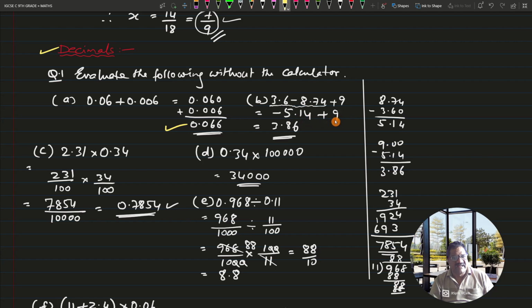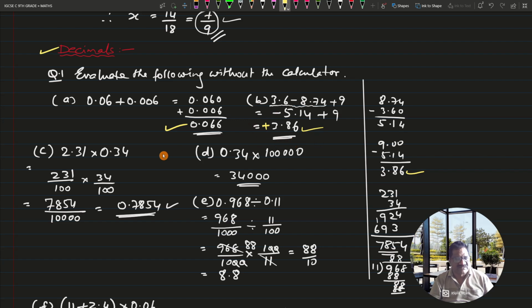And then plus 9. Now you'll have to see that of the two numbers, 5.14 and 9, the bigger one is 9. So from 9 you subtract 5.14, and you will get 3.86. Then you'll put the sign of the bigger number, that is 9, so it is plus 3.86. Now these are simple things, and students have their own way of doing it. I'm giving these questions just for getting practice.